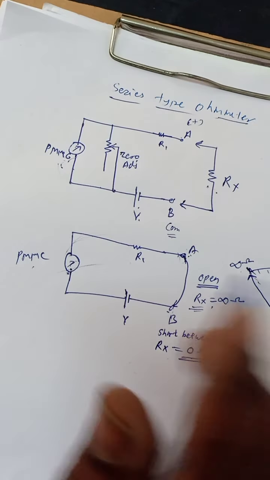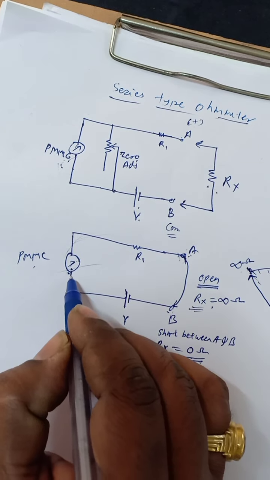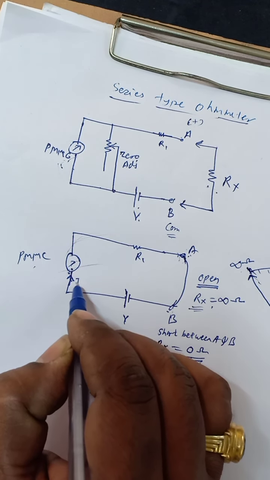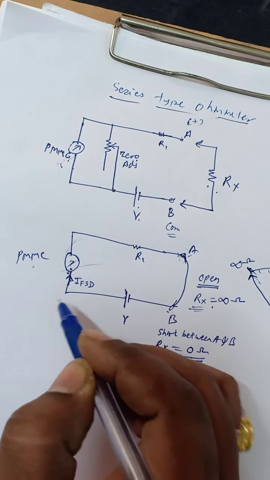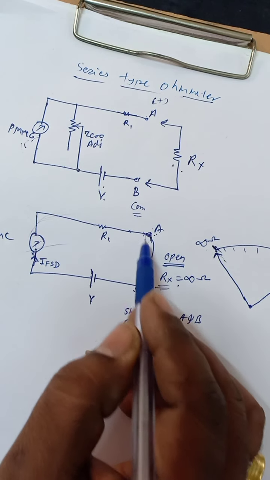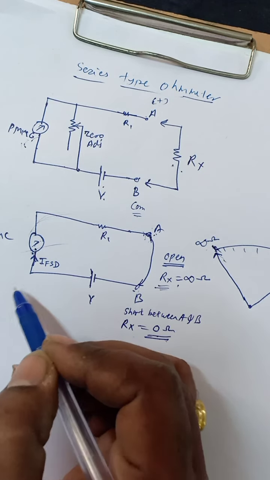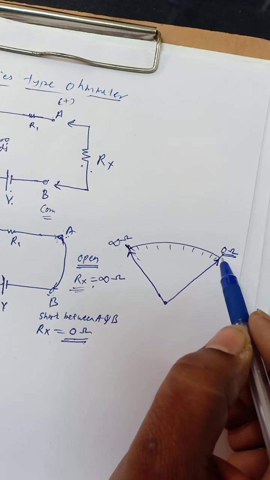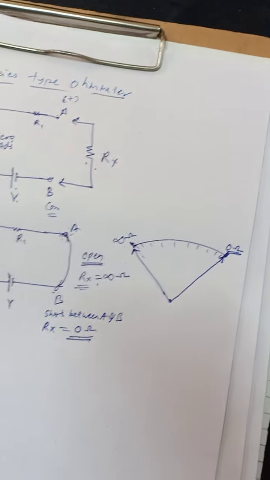When A and B are shorted, the current flowing through this meter should be IFSD, the full scale deflection current. It means that if we short A and B, the current flowing through this meter is IFSD, so the needle is on the rightmost end of this edge and it shows a 0.